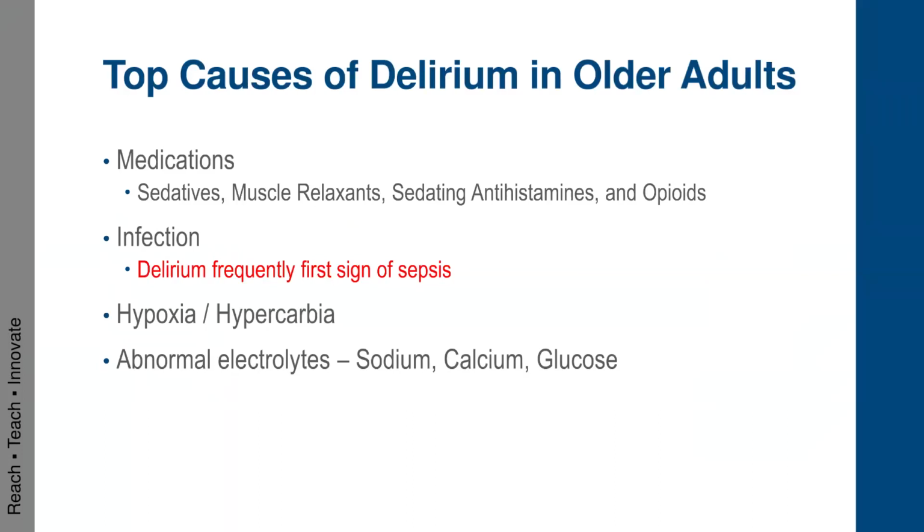Medications are another critical issue to look through. Look for any medications that have been given in the recent days; sedatives, muscle relaxants, sedating antihistamines, and opioids are frequent culprits. Of course, another critical, acute issue at that time is whether the patient has hypoxia or hypercarbia if they are not ventilating well. And another frequent cause of delirium is abnormal electrolytes, including sodium, calcium, and glucose.